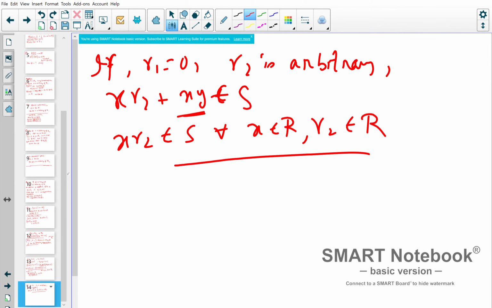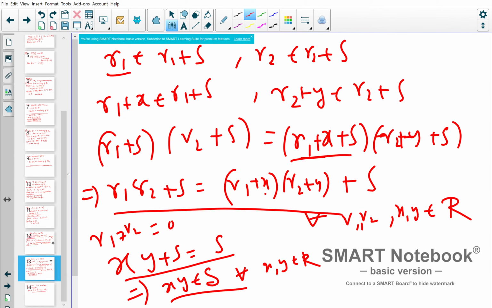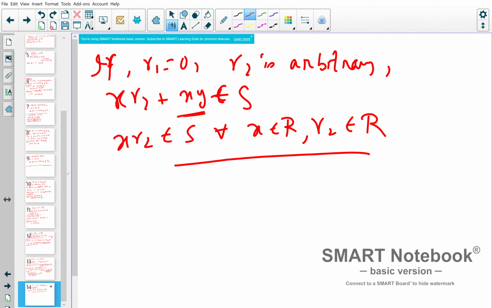Okay, one minute. Not only X, but XY is also an element of S. So this is the property I need to check. R1 plus X is an element of R1 plus S. So X belongs to S, Y belongs to S. So this is the property. XY belongs to S. Okay. So X belongs to S.